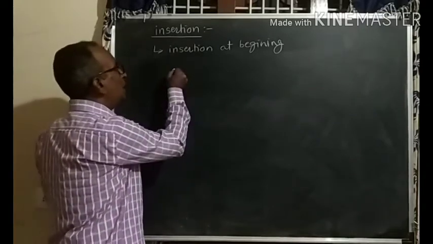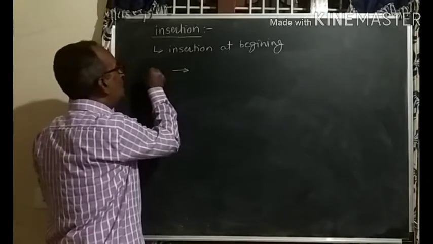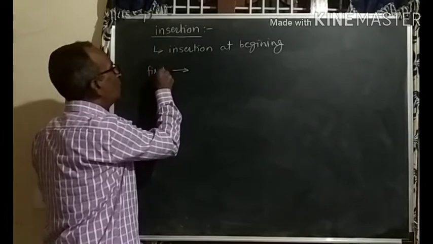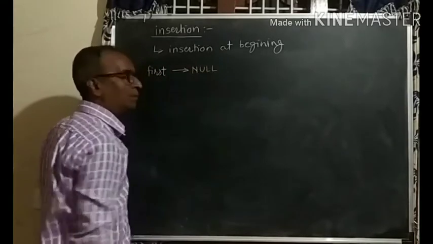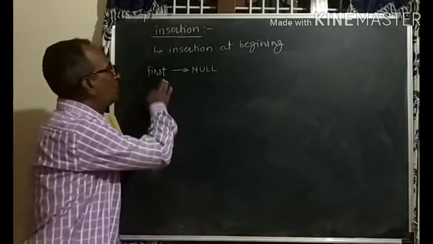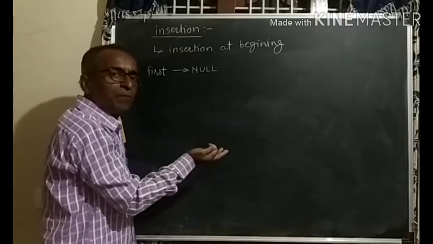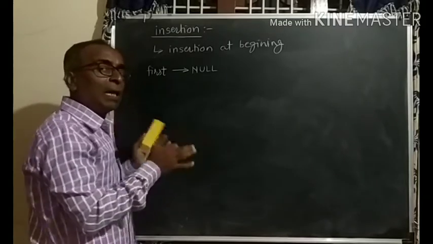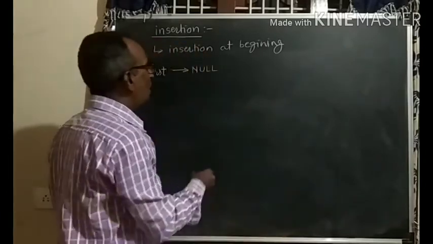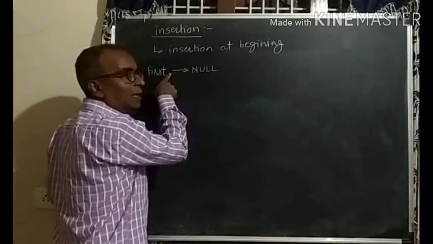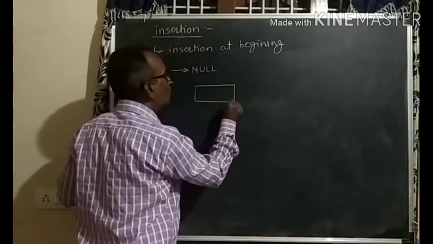Assume initially list is empty. So what will happen? This first pointer initially will be null. So what does it mean when first is not pointing anywhere? That means it is an empty list. And we have an empty list and we are inserting at the beginning. So what will happen? If first is null and you are inserting a new node, created new node.